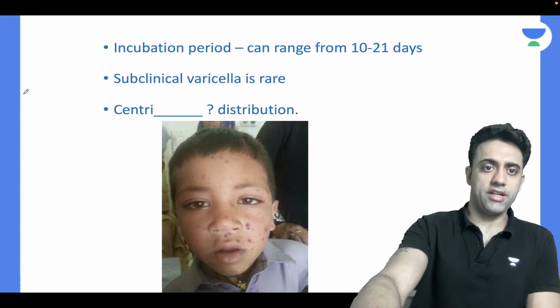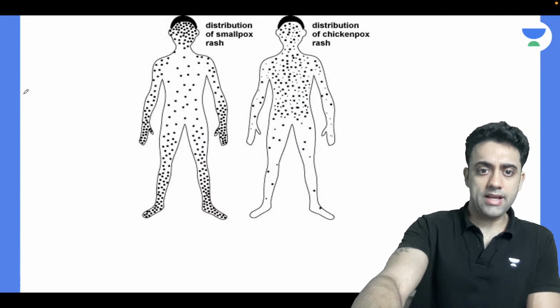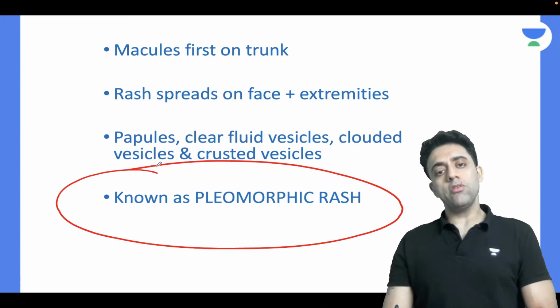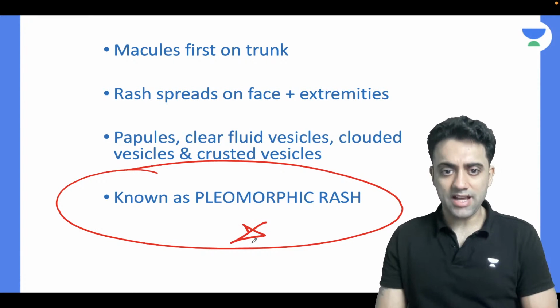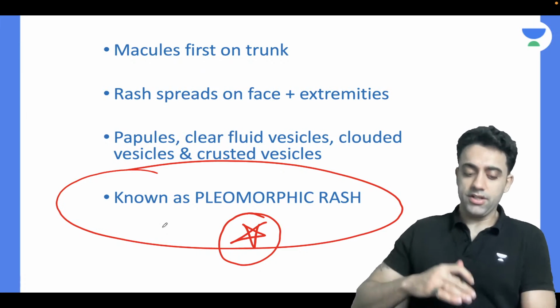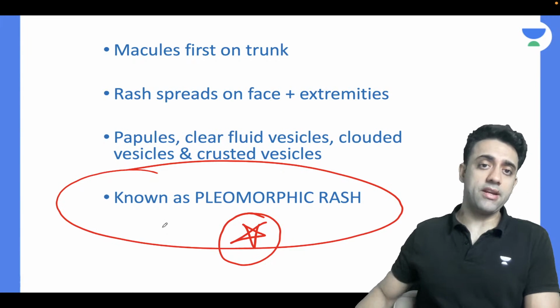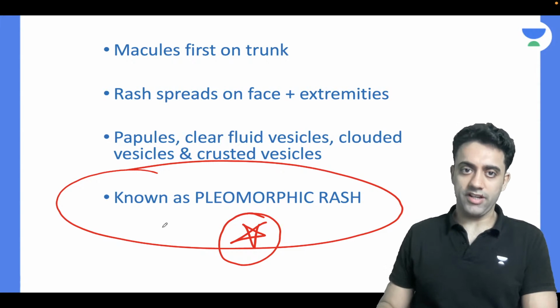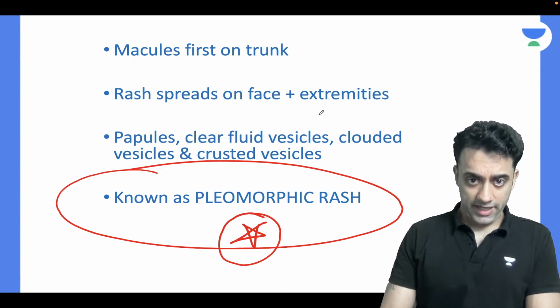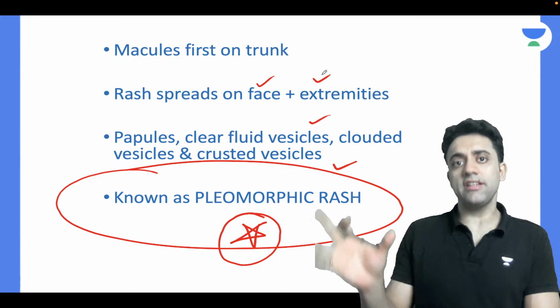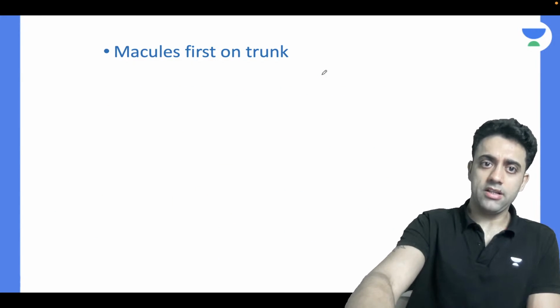And what do you call this condition? This is nothing but known as pleomorphic rash. Again, star mark. I'm telling you, we need to remember the important things. Chickenpox is the only disease where you have a pleomorphic rash. Pleomorphic rash means the vesicle, the cluster, the crusted lesions, everything is there at the same time. Okay, done. That's it.